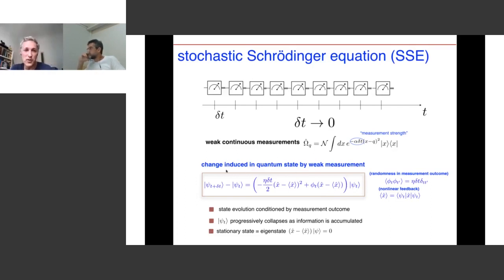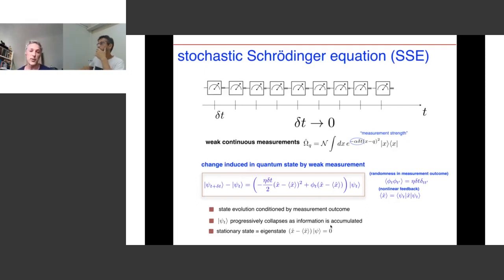Now, there's a second ingredient in this stochastic Schrödinger equation, which describes the unitary evolution, which is that the measurement operator, in this case just a position operator, always comes in combination with the expectation value of the measurement operator. And this expectation value is with respect to the instantaneous wave function. That makes the problem very hard, because it means you have some nonlinear feedback of the wave function into this equation, and this makes it quite a complicated problem. Now, the stochastic Schrödinger equation, as said, describes the state evolution conditioned by the measurement outcomes.